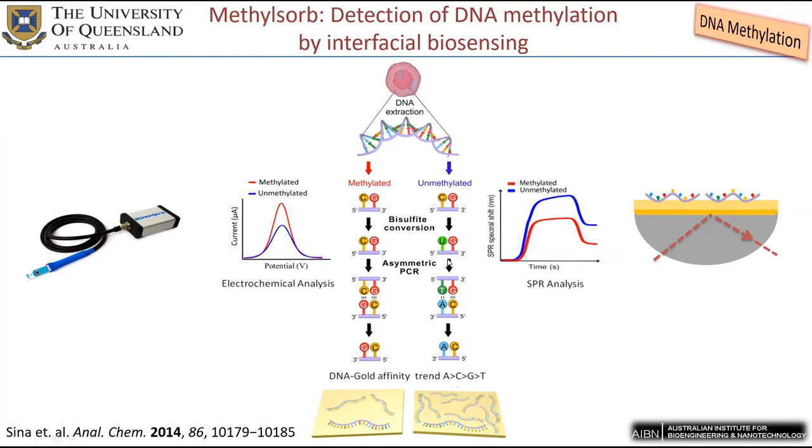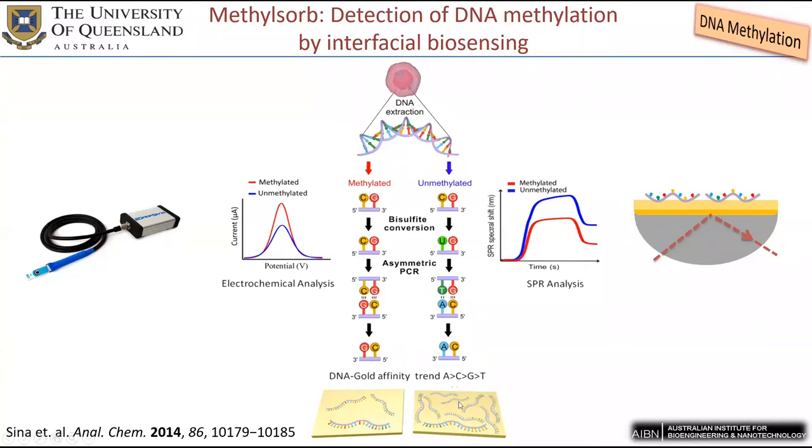But what we have done, we did an asymmetric PCR after that to generate single-stranded DNA, which then created a GC-rich sequence in case of methylated DNA and an AC, or adenine-cytosine-rich sequence, in case of unmethylated DNA. And as I said before, the DNA-gold affinity trend follows adenine with the highest affinity towards the gold surface. The unmethylated DNA adsorbs more towards the gold surface in comparison to the methylated DNA. And based on these different adsorption behaviors, we can detect unmethylated and methylated DNA.